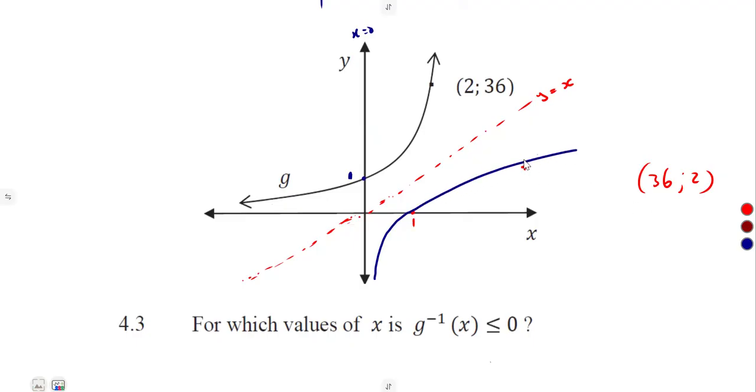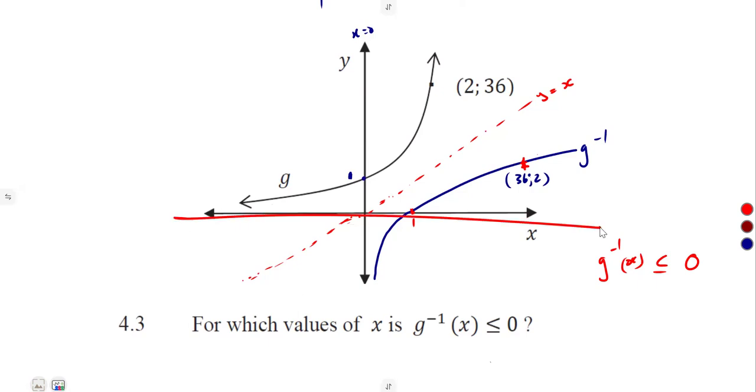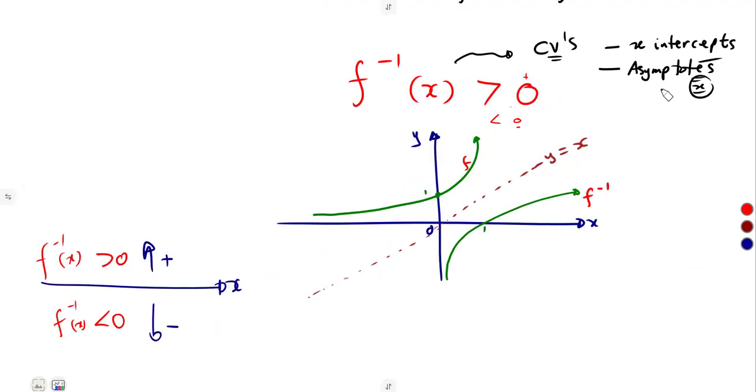All right, so that is our condition of the inverse of G. This point is going to be 36, 2. Do not worry about this, it's just for revision's sake. So if we consider our inverse, where the inverse in this case is less than or equal to 0, remember what is important: the critical values. It is the x-intercept, and also the asymptote part.